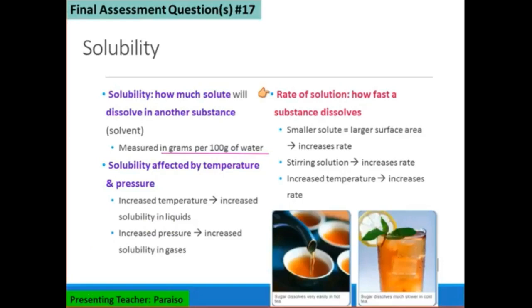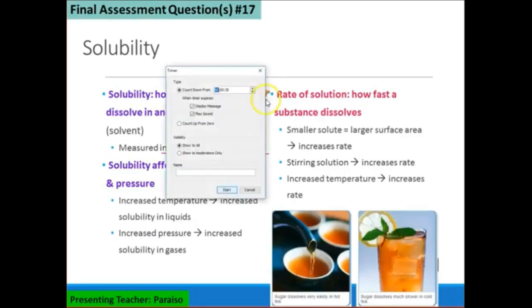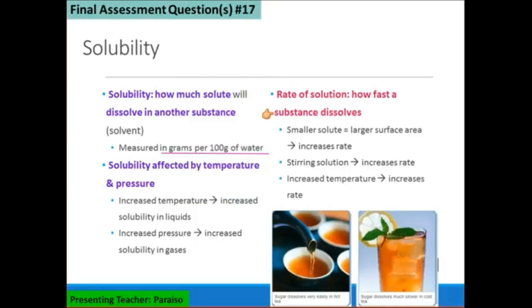And so now the rate of solution, that is how quickly it dissolves. And so that is why you stir things around. If you have smaller solutes or smaller granules that have a larger surface area, that's also going to increase the rate of solution. So again, this is why if you are stirring sugar into some tea, it's going to increase the rate. If you're increasing the temperature, it's also going to increase the rate.